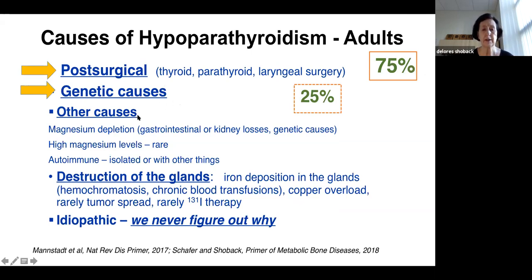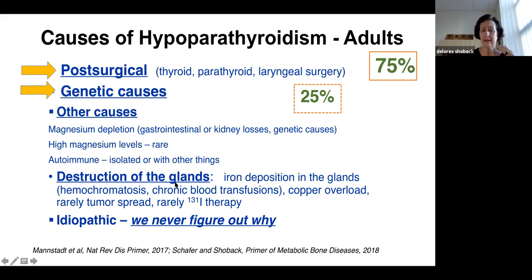Then there's other causes, magnesium problems, magnesium depletion, or high magnesium levels. Sometimes that occurs, but it's pretty rare. And then autoimmune, which can be just autoimmune hypopara all by itself, or with other things, autoimmune adrenal disease, autoimmune thyroid disease, and so forth. So those are some of the other causes.